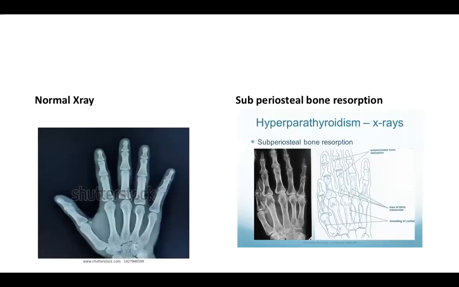How does it affect phalanges? Again, on one side, you can see the normal X-ray in which you can see radio-opaque bones of phalanges. And on the other side, you can see the phalanges in which they are more radiolucent in the center, and there is excessive subperiosteal bone resorption.